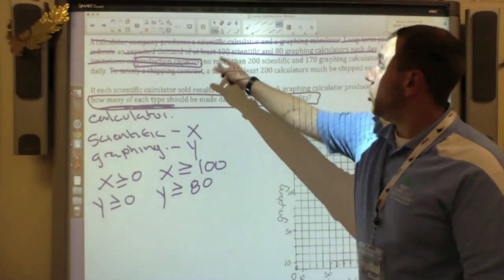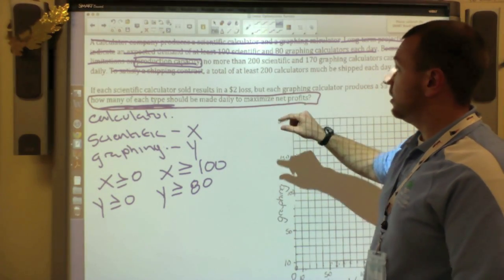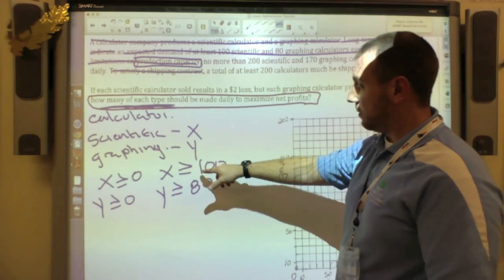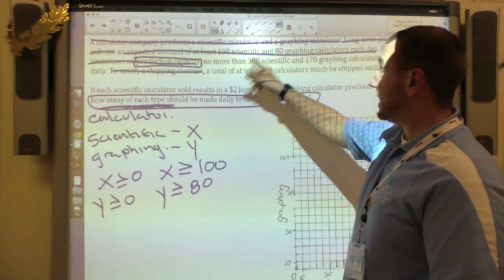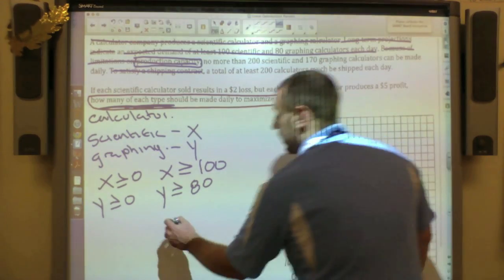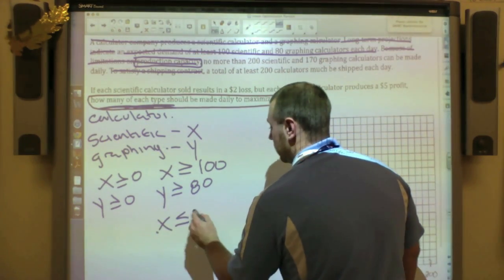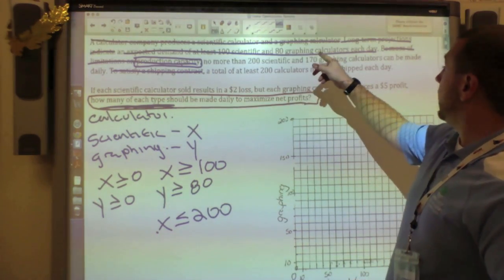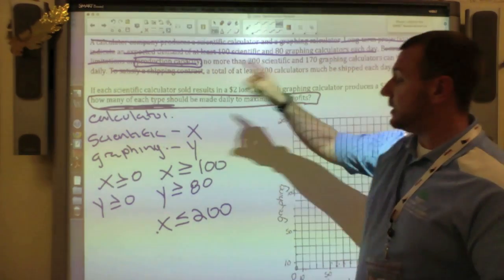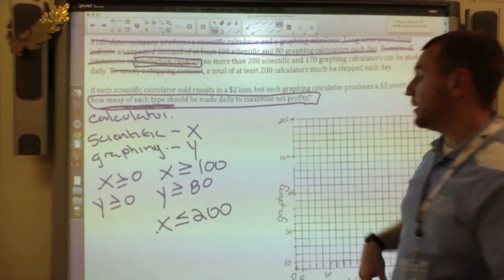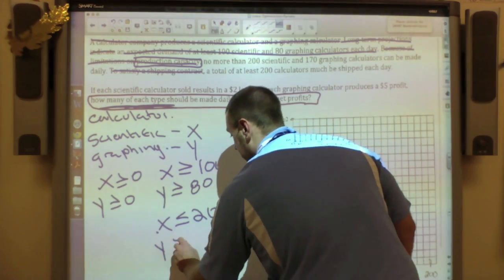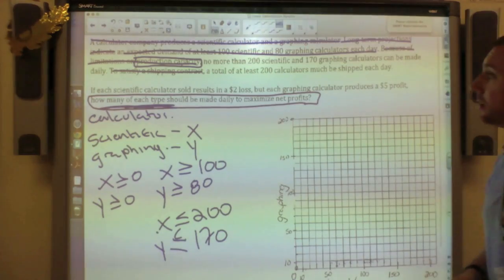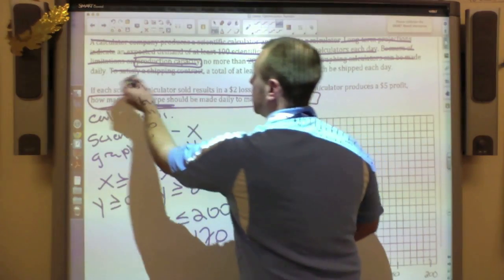All right. No more than 200 scientific. No more than 200. So I can produce at least 100, but I can't go over 200. So X has to be less than or equal to 200. And 170 graphing calculators can be made daily. So that's my cap. That's my max. So Y has to be less than or equal to 170. Now I got that information down.